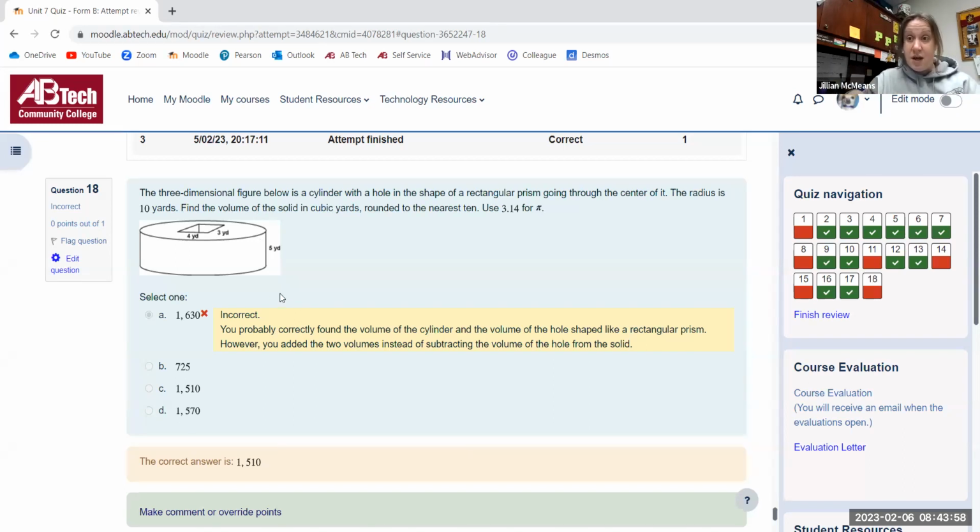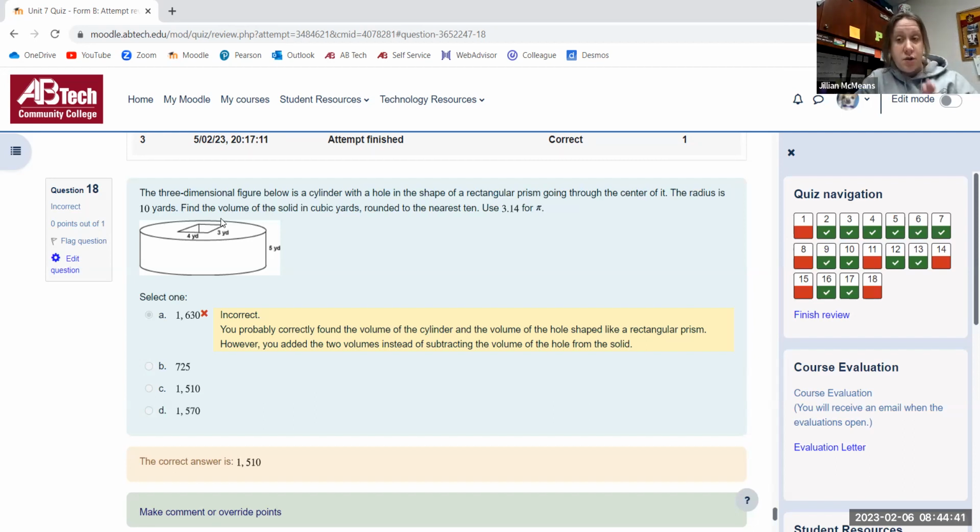The rectangular prism that is cut out of the center is also going to have a height of 5 yards, and it has a length and a width of 4 yards and 3 yards. For the cylinder, what we want is the area of a circle, and then you multiply it by the height. The radius is given to us in the wording of the problem, not the figure: 10 yards. The height is 5 yards, and they tell us to use 3.14.